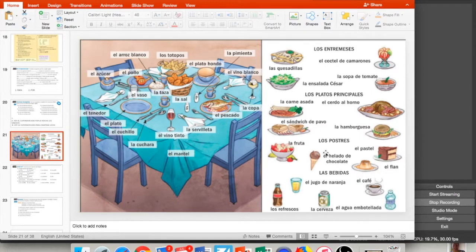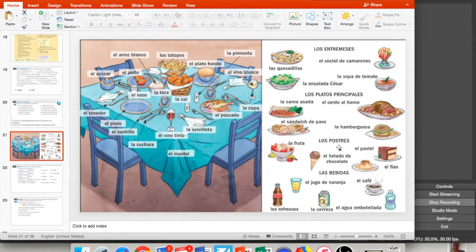Okay. Over here you have some other dishes and things. We have los entremeses, which are your, you might say, like an appetizer or a first course type thing. You have la ensalada César, which is the Caesar salad. La sopa de tomate, tomato soup. El cóctel de camarones, a shrimp cocktail. And las quesadillas, so quesadillas. And then down here you have your main dishes, los platos principales. Here we have el cerdo al horno. La carne asada, el sándwich de pavo, and la hamburguesa. So all kinds of meats here that you see. So carne, just plain old meat. Cerdo is a type of pig. El sándwich de pavo, and la hamburguesa, hamburger. So you see all of these.